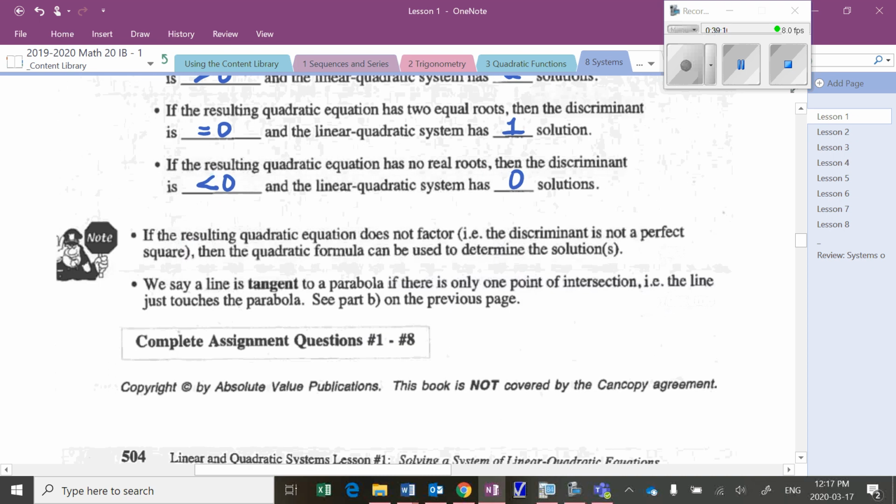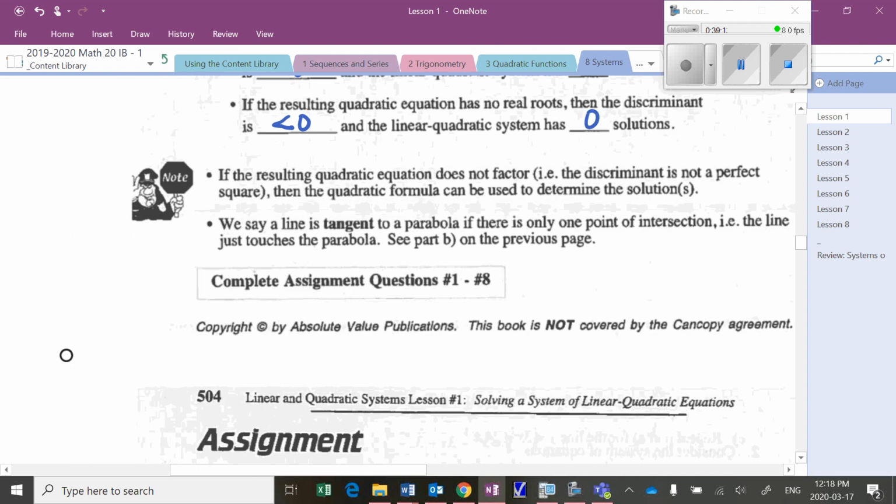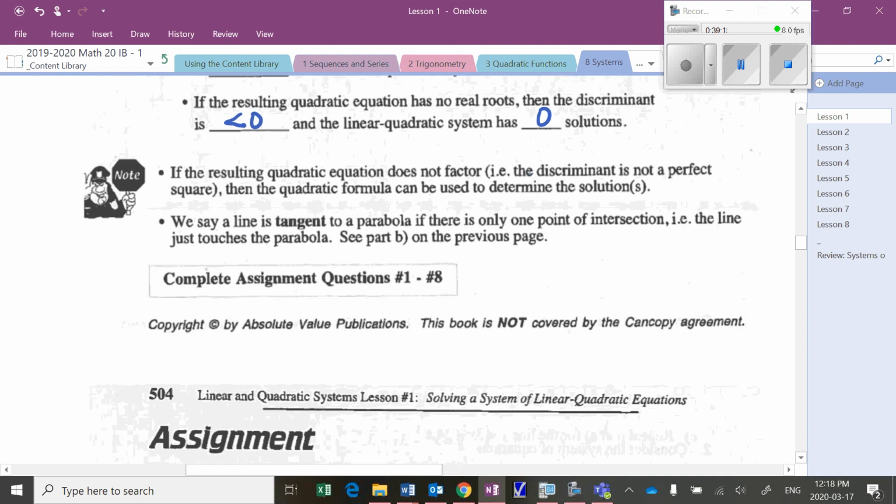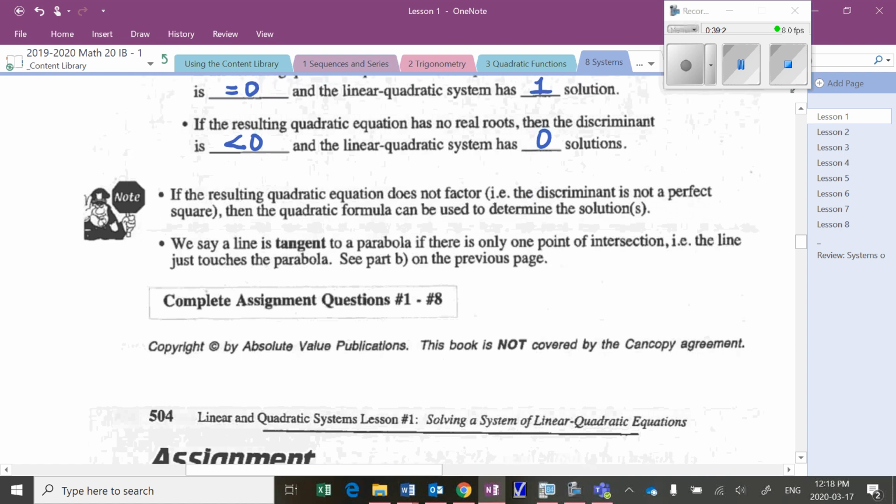Okay, so again, just because it does not factor, then we can use the quadratic formula. It does not mean there are no solutions. And just as with circle geometry, we know that if there's only one point of intersection, then the line is tangent to the parabola.